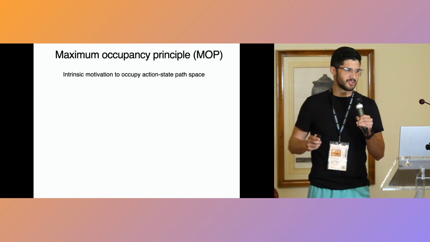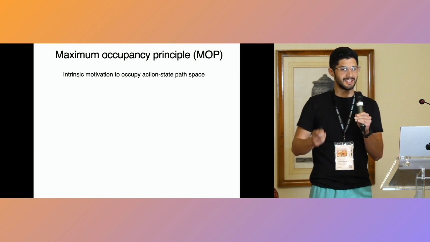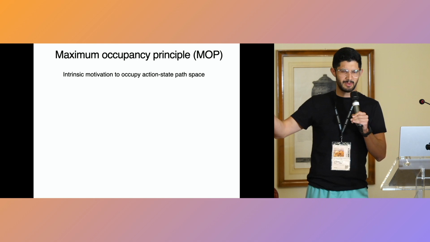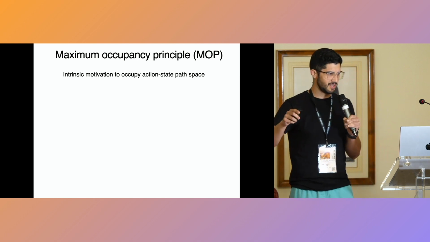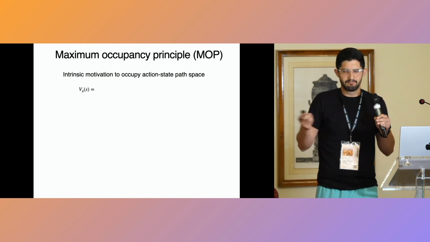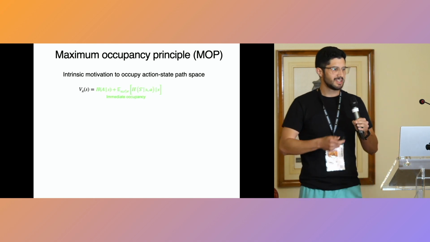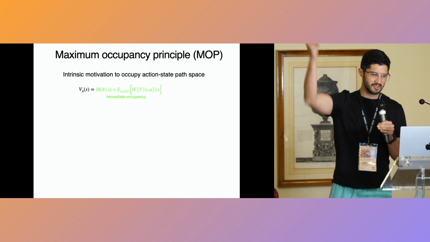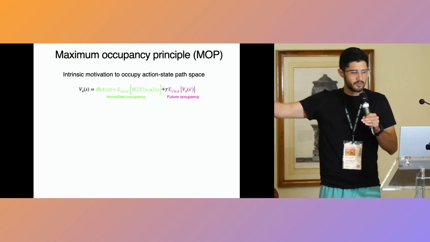So here we introduce the maximum occupancy principle, so we turn the story around and say that basically there's an intrinsic motivation to occupy action-state path space. And by that I simply mean that agents will want to take many actions and visit many states in the world. And to formalize this, you can define a Bellman equation where the value of a state turns out to be the immediate occupancy, given by the entropy of your actions and the entropy of the states given actions, plus some future occupancy.